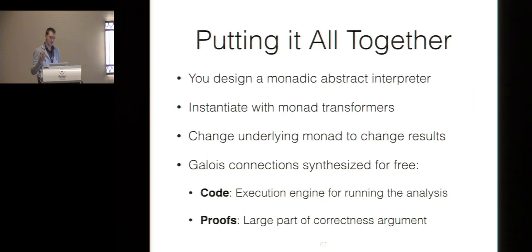So putting it all together, here's my design recipe for you. You design a monadic abstract interpreter. You instantiate it with monad transformers. You get to change those monads to change the actual mechanism of the analysis, the path and flow sensitivity. And then we build these Galois connections for you for free that give you an execution engine and a large part of your proof framework.